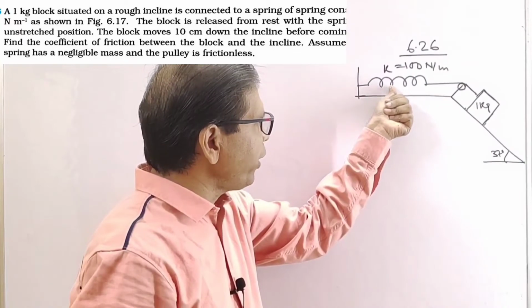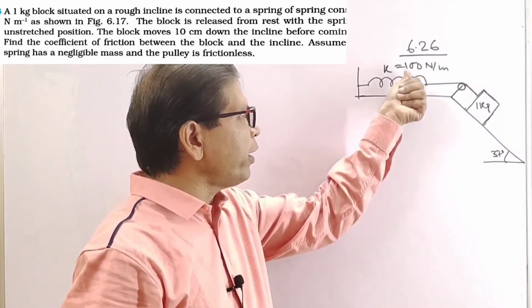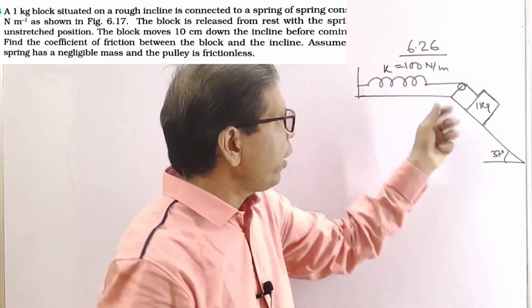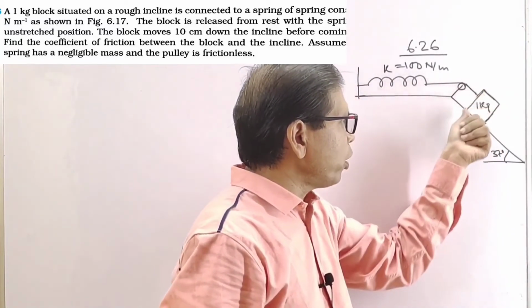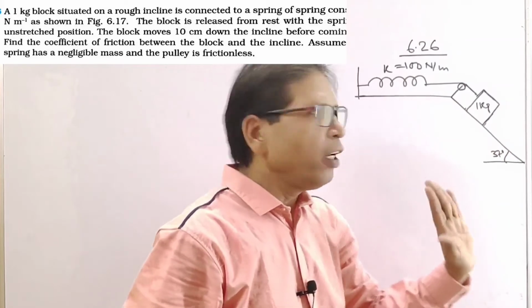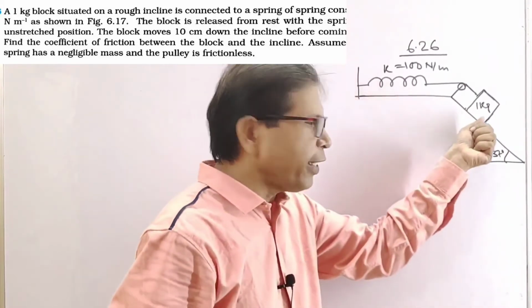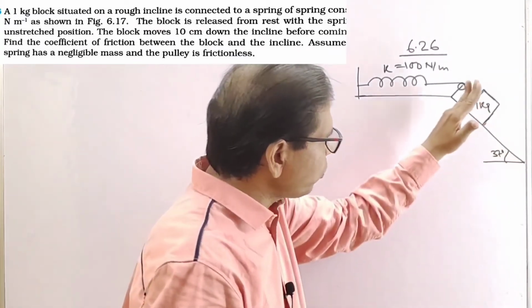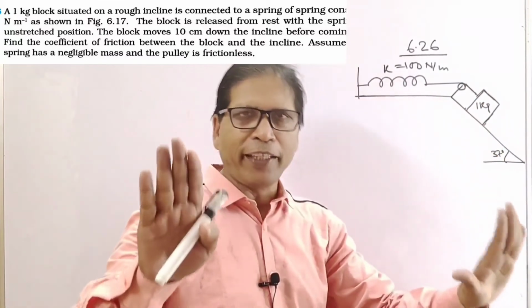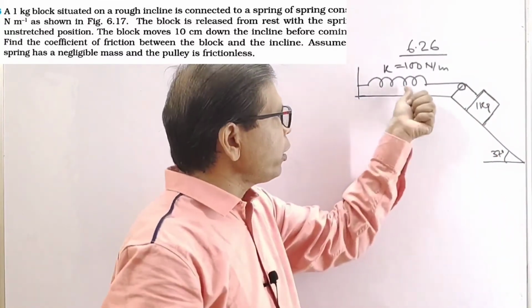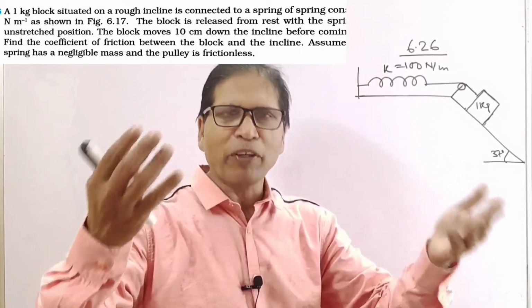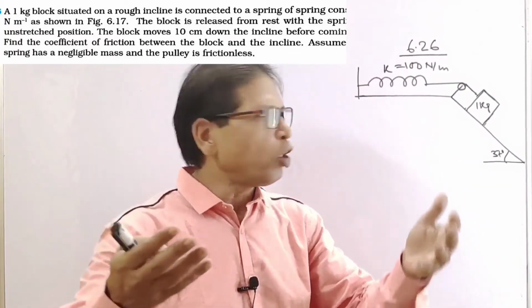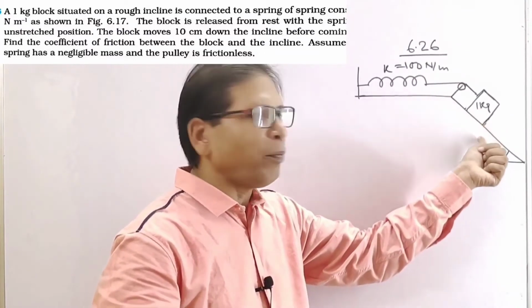Now NCERT 6.26. Look at this. This is a horizontal spring of force constant 100 Newton per meter. Now it is connected with a block of mass 1 kg. Now when the block is released, the block moves down by a distance of 10 centimeter. So elongation of the spring is 10 centimeter. Now we have to calculate the coefficient of friction between the block and the plane.